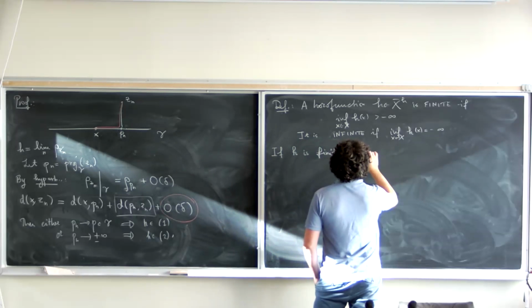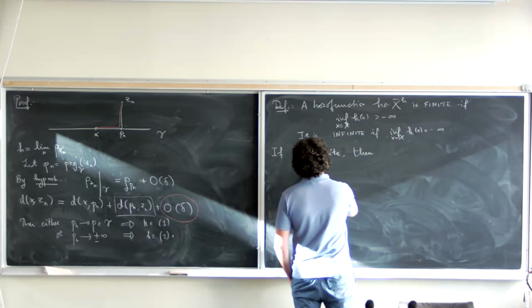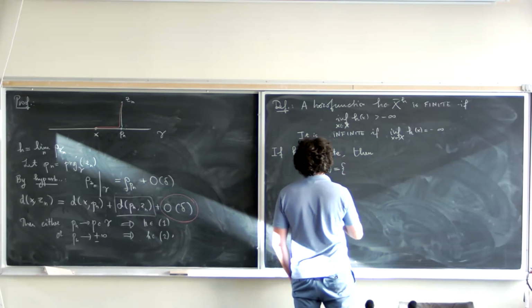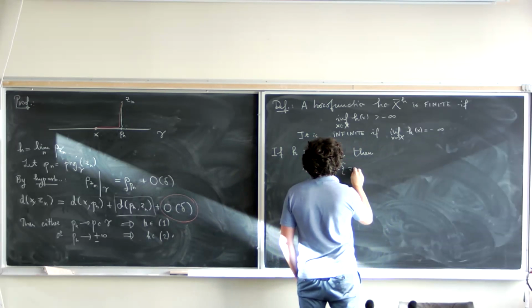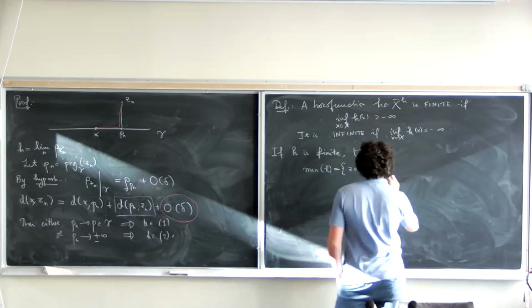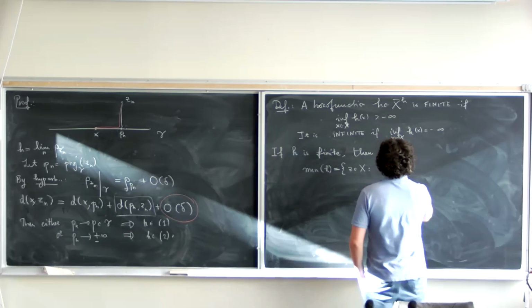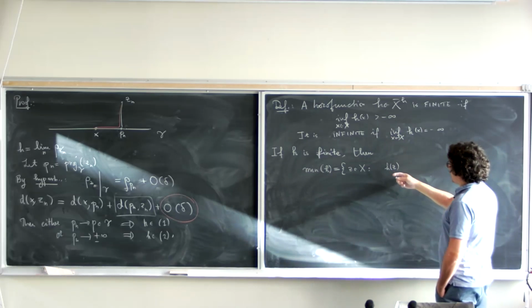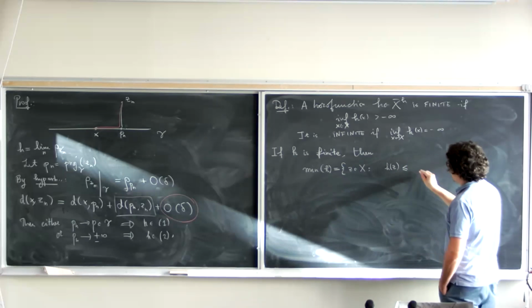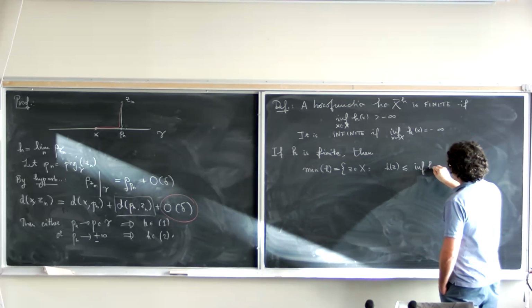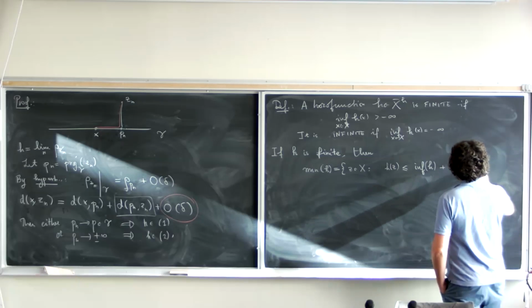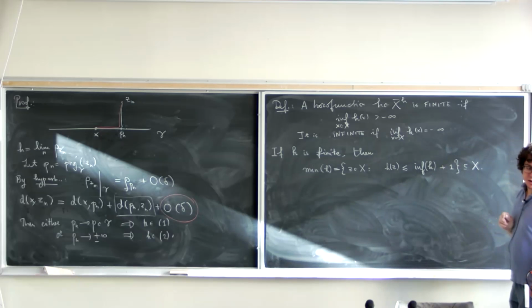then we can define the minimum set of H to be, well, coarsely, the set of Z in H such that H of Z, well, it doesn't have to be equal to the infimum. Okay, we can have some fudge there, but it's less or equal than, for instance, the infimum of H plus 1. So this is a set.